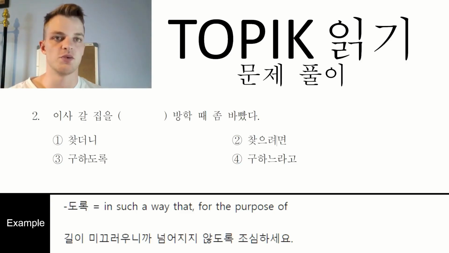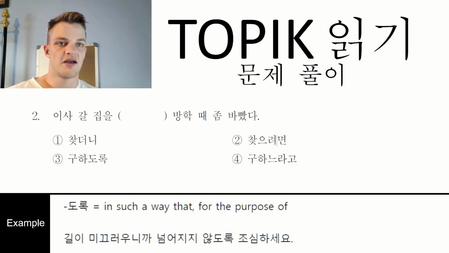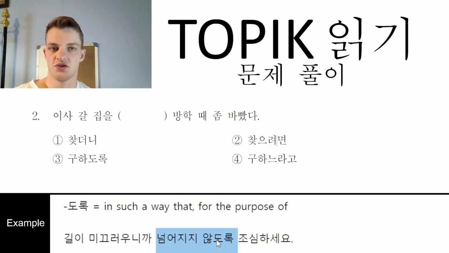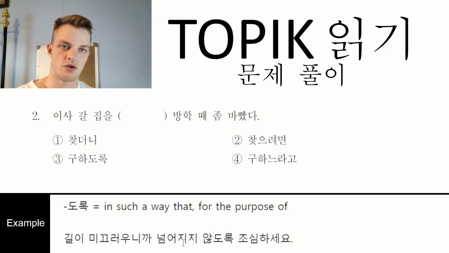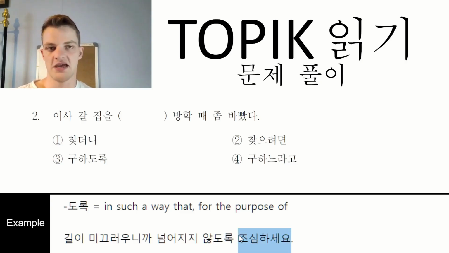So a good example for this would be 길이 미끄러우니까 넘어지지 않도록 조심하세요. So in this case, it's saying the road is slippery. 길이 미끄러우니까, it's slippery, so 넘어지지 않도록. So 넘어지지 않다 would be not fall, to not fall over, and 넘어지지 않도록, so that you don't fall over, or in such a way that you don't fall over. For the purpose of not falling over, 조심하세요. Be careful. So be careful that you don't fall over.